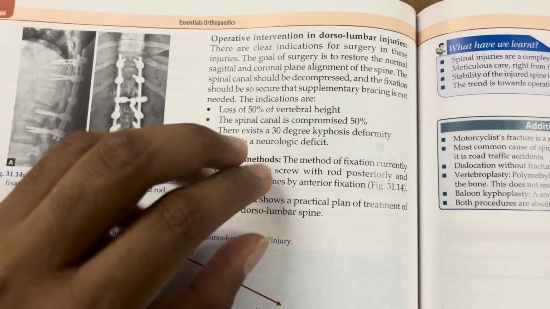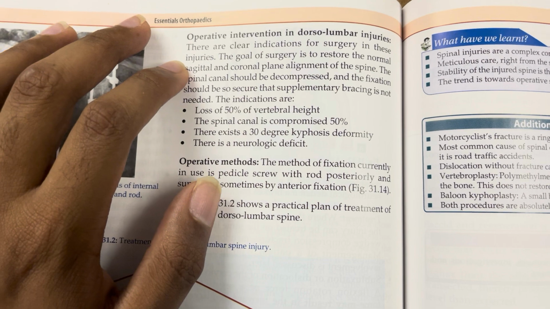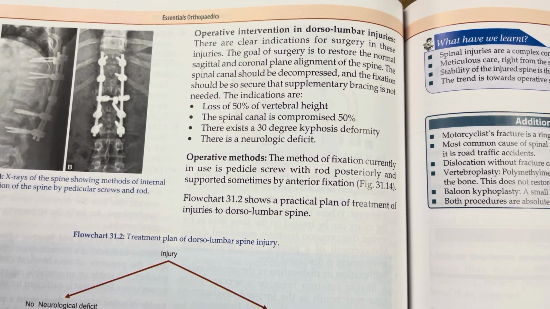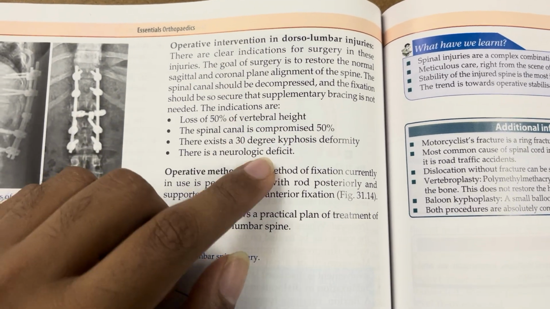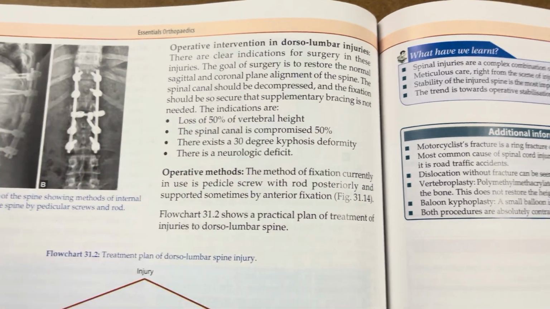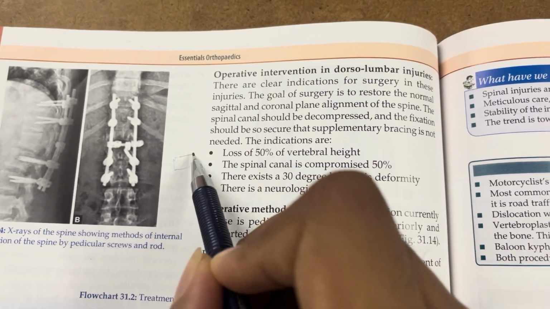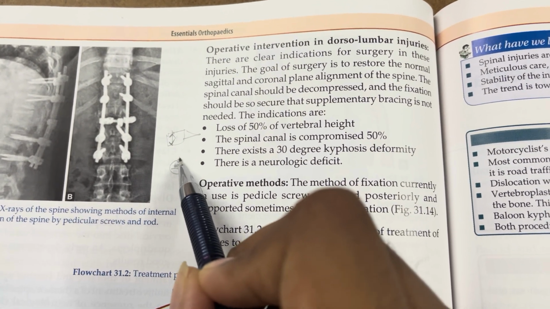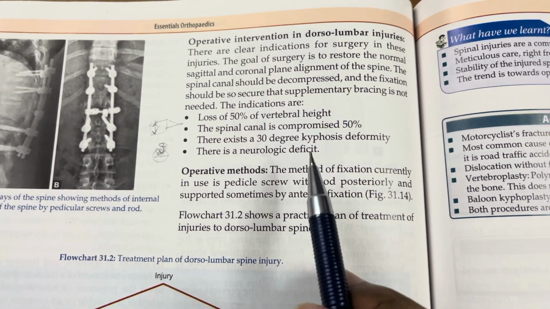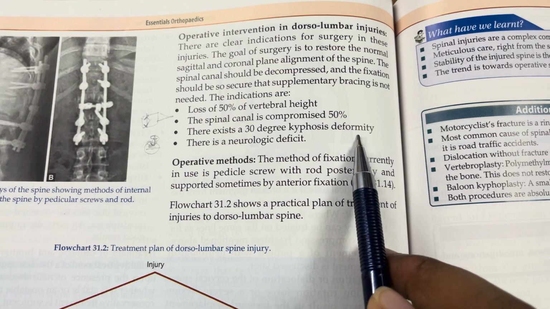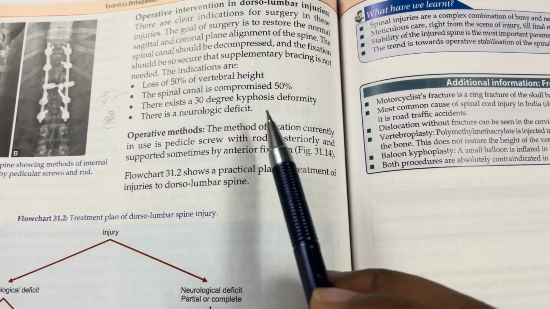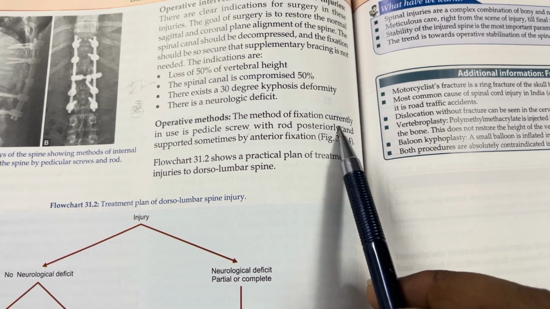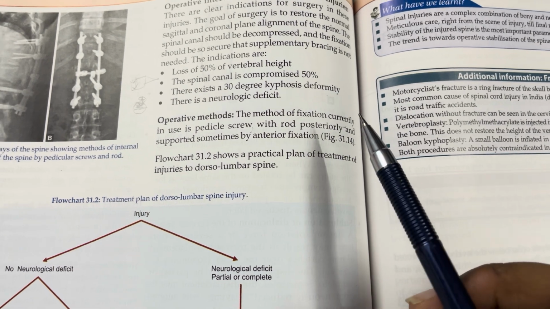Then again, operative intervention in dorsolumbar injuries. There are clear indications for surgery in these injuries. Basically, if there is a loss of 50% of the vertebral height and a compromise of the spinal canal by 50% by any fractured bone, and again there exists a 30-degree kyphosis deformity, and if there's a neurological deficit. For operative methods, you use a pedicle screw with a rod posteriorly and sometimes again support by anterior fixation.